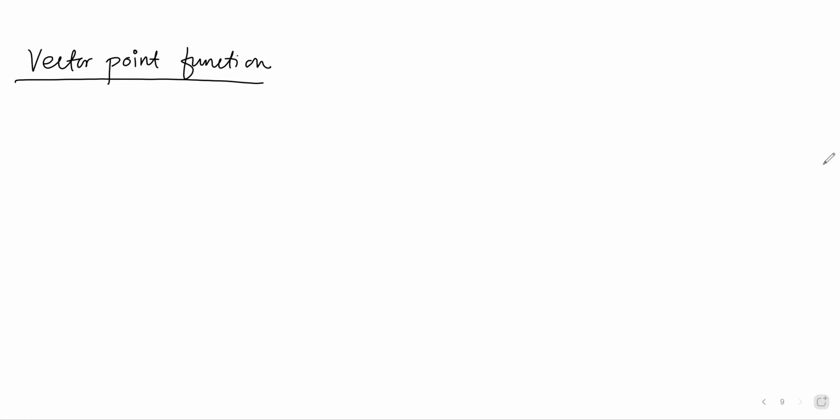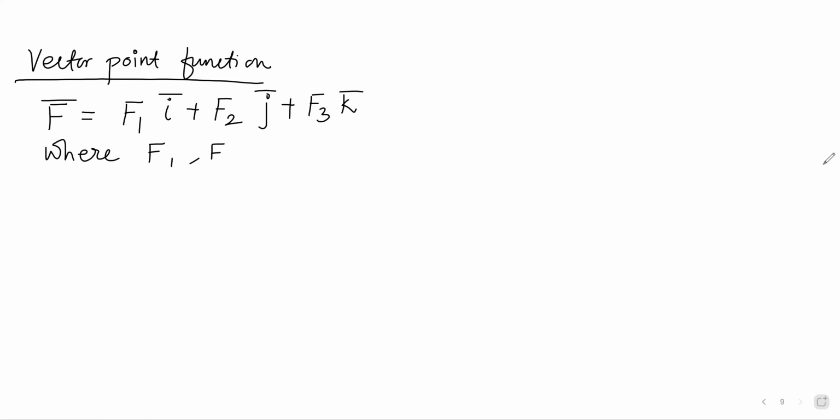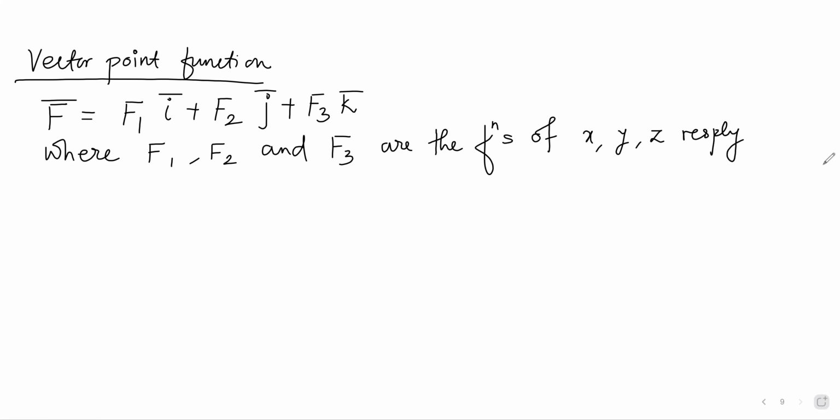So vector point function, we are denoting it by f bar, which is f1 i bar plus f2 j bar plus f3 k bar, where f1, f2 and f3 are the functions of x, y, z respectively.